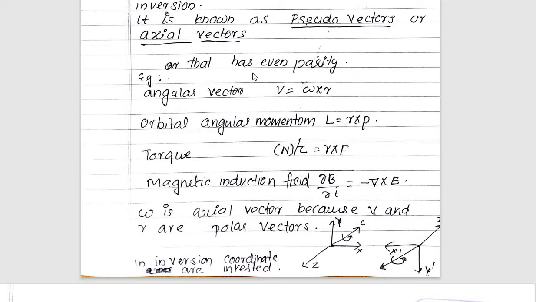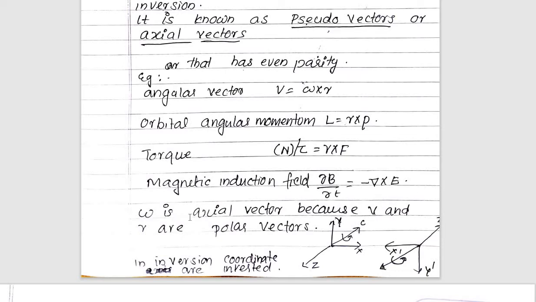In general, we can say these axial vectors have even parity. Examples of axial vectors are angular velocity, v equal to omega cross r; orbital angular momentum, L equal to r cross p; torque, which can be represented by N or tau, normally tau, equal to r cross F; or the magnetic induction field, where dou B by dou t is equal to minus del cross E.